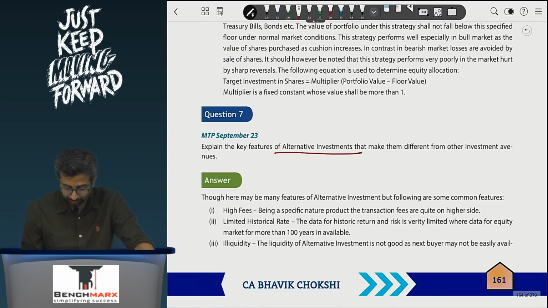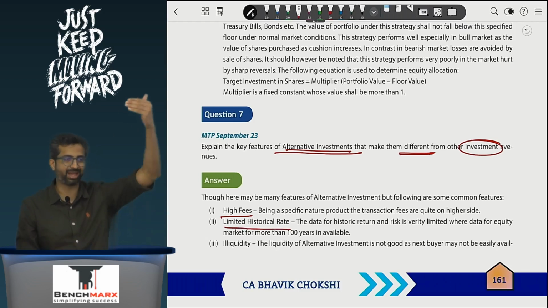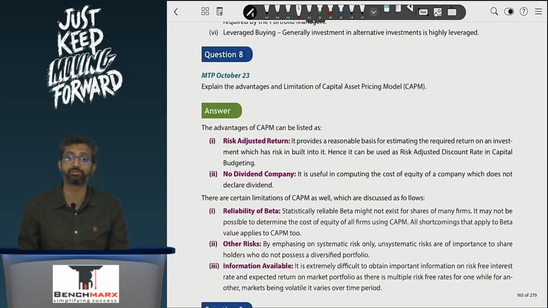Explain the key features of alternative investments that make them different from other investment avenues. Nowadays AIF is running a lot in India, you have heard of it, alternative investment fund. So this can invest in alternatives. Have you guys ever invested in an AIF? The ticket size is very high, so usually not. Over here they will say we will charge you a very high fee, but we will have a very specific strategy which is unique for you. Limited historical record, I don't have as much historical pattern on this. These are features. Illiquidity, you don't have as much trading as mutual fund units can be traded.